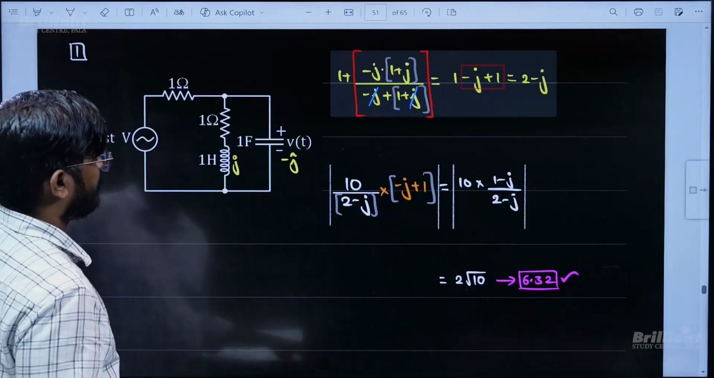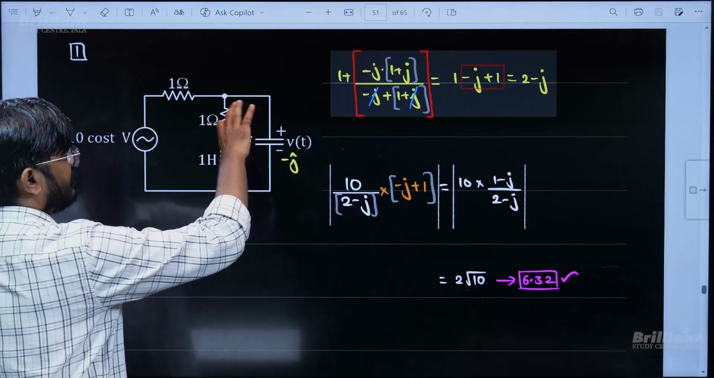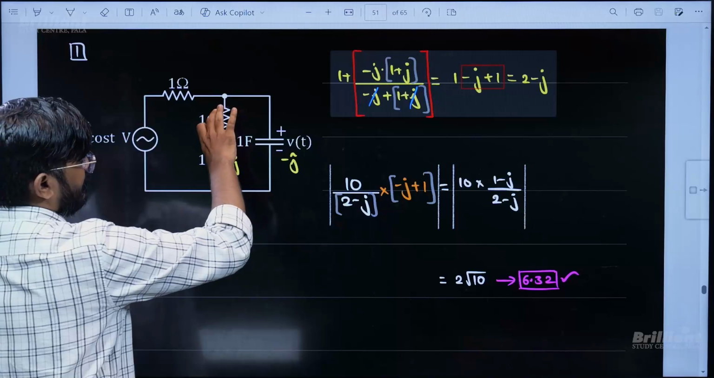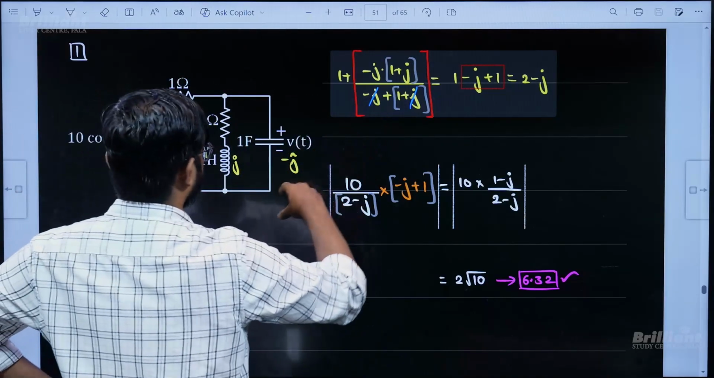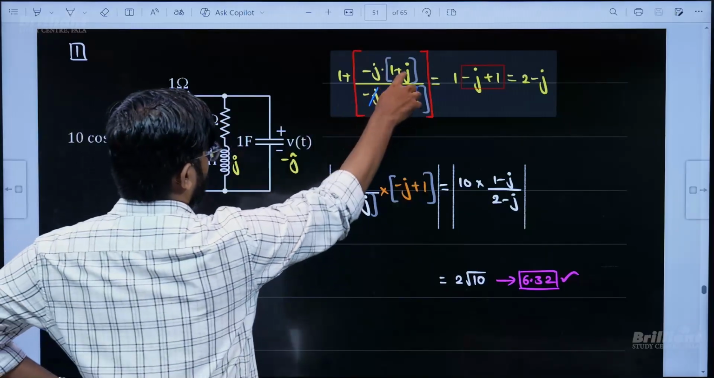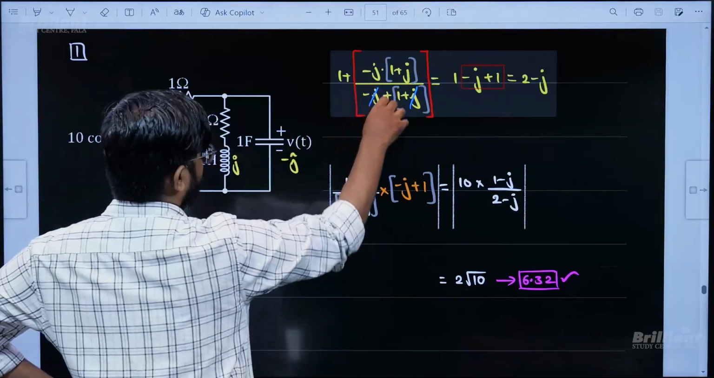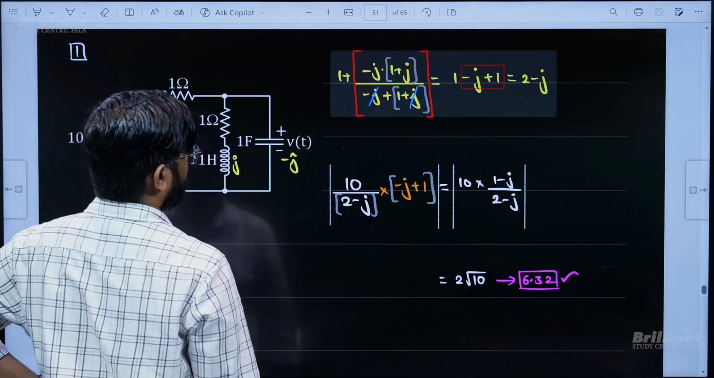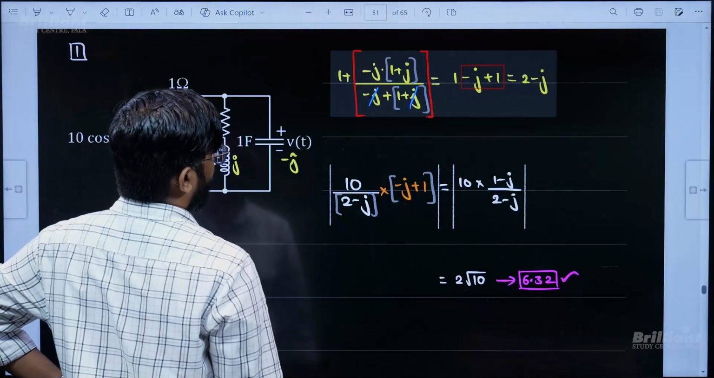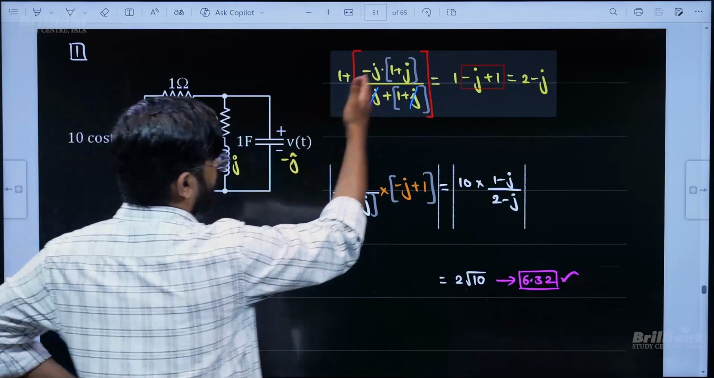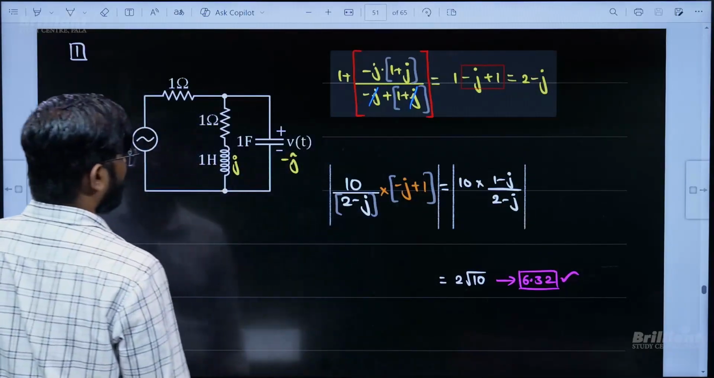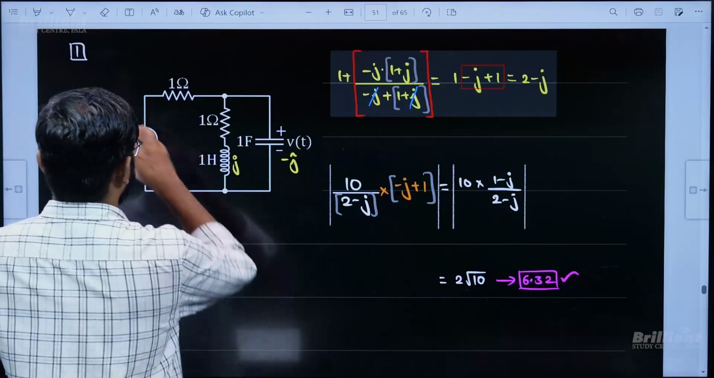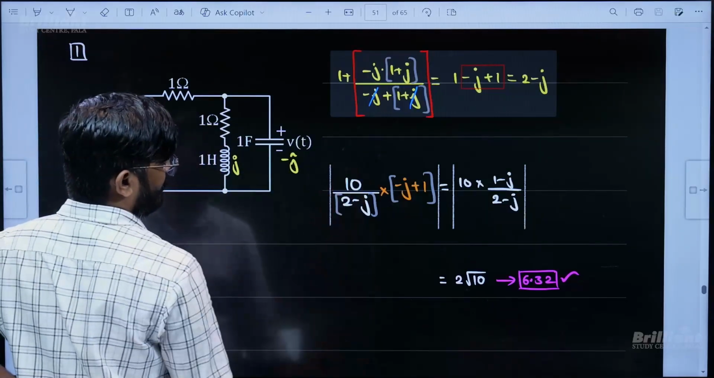You can write loop equations and solve, or else I can say these two are in series, which is in parallel with this, which is in series with this. So these two are in series, 1 plus j, that is in parallel with minus j. Then that is in series with 1. When we do that we will get the Z value something like this. Then again the current is going to be EMF by Z value, EMF by Z value.